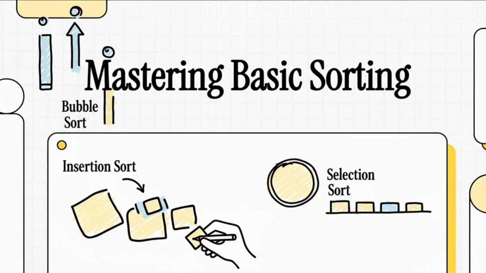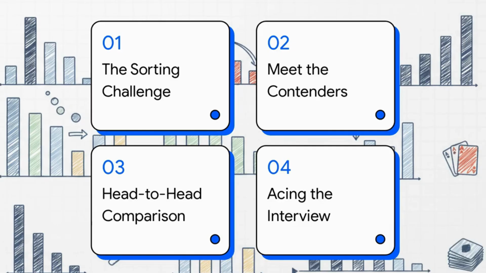All right, let's talk about three algorithms that are the absolute bread and butter of technical interviews: bubble, selection, and insertion sort. You've probably heard of them, but if you've ever wanted a super clear, no-nonsense breakdown of how they really work, and more importantly, how to talk about them in an interview, well, you're in the right place. Let's dive in.